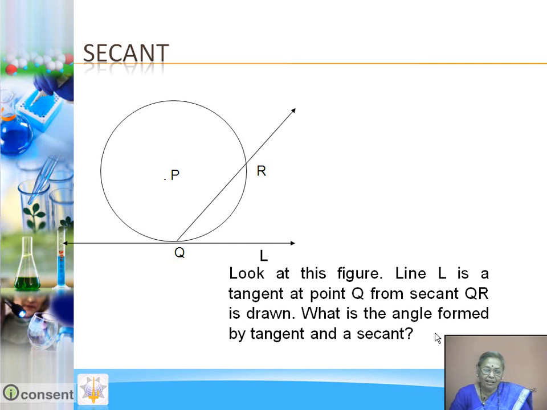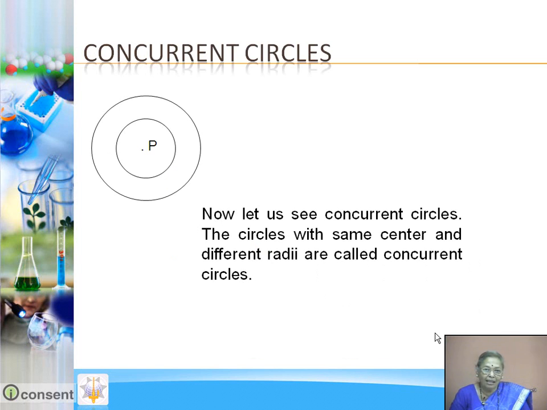What is the difference between the circles which we saw and the circles which you are seeing now? In these two circles, the center of the circle is the same, but the radii of the circles are different. These types of circles are called concentric circles.